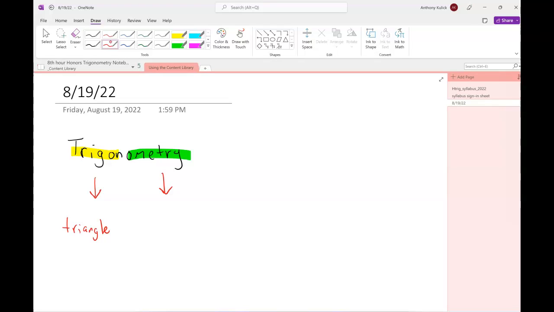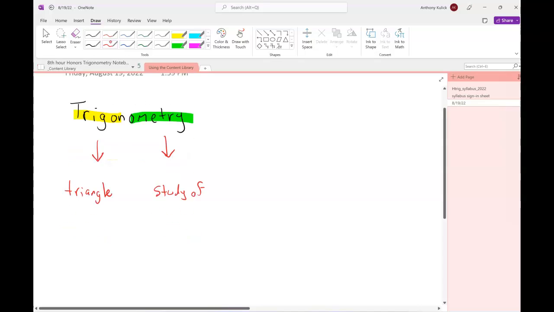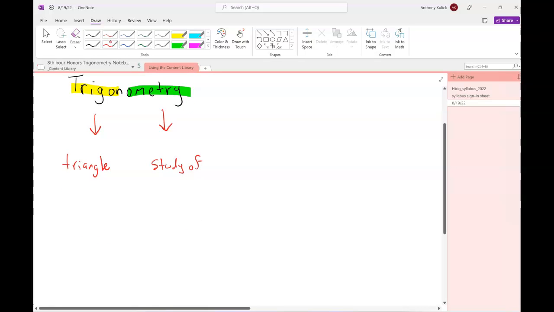Ometry. Okay, like the same suffix in geometry, which would be like the study of, right? So trigonometry is like the study of triangles. Okay, it's a fair descriptor of what we're going to be doing. When was the last course where we encountered triangles on a regular basis? Geometry. So that's going to be our jumping off point.